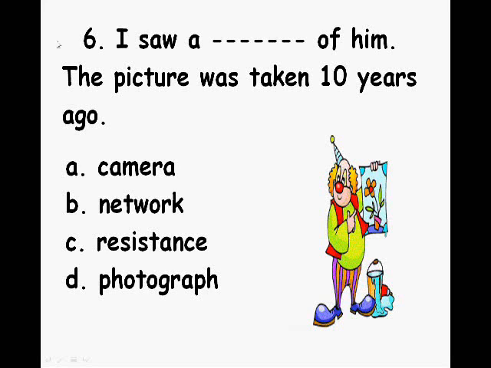Number 6. I saw A of him. The picture was taken 10 years ago. A, camera. B, network. C, resistance. And D, photograph. So I saw A of him. Okay? So even if I don't know what kind of word I have to use, remember there is a synonym here which can tell me the word which I should choose. The picture. Okay? So as we said, this is one of the context clues. Find synonyms, another word which means the same.